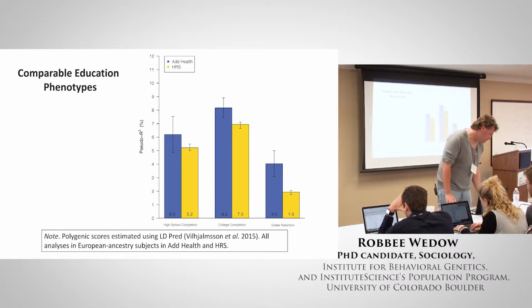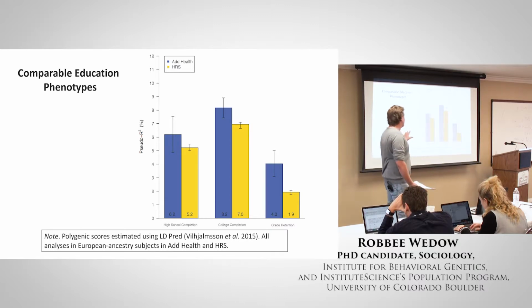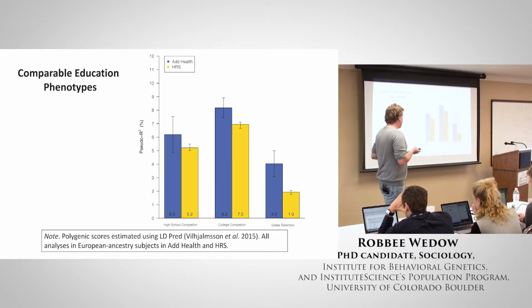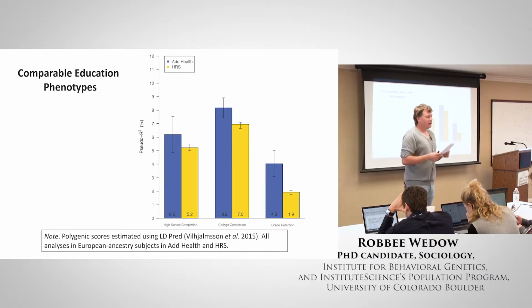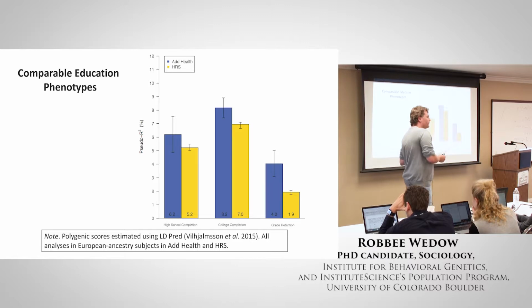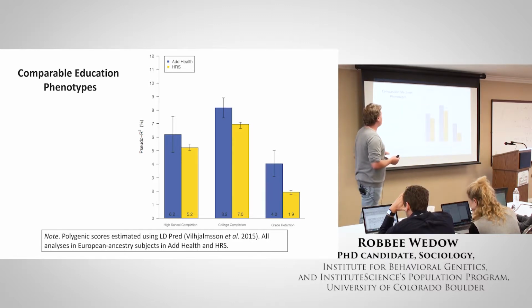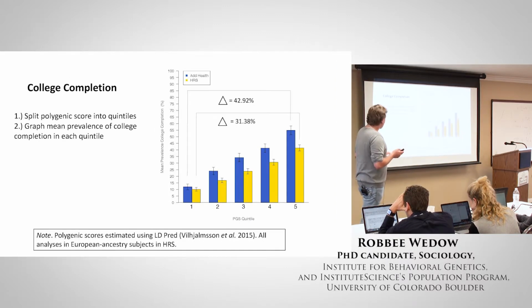Okay, so I just flashed up the comparable values for HRS there. Sort of the takeaway from these analyses is that the polygenic score seems to be explaining a modest amount of the variation in variables that we think capture important transitions in the American education system, right? Since these are both American-based, or US-based, data sets.